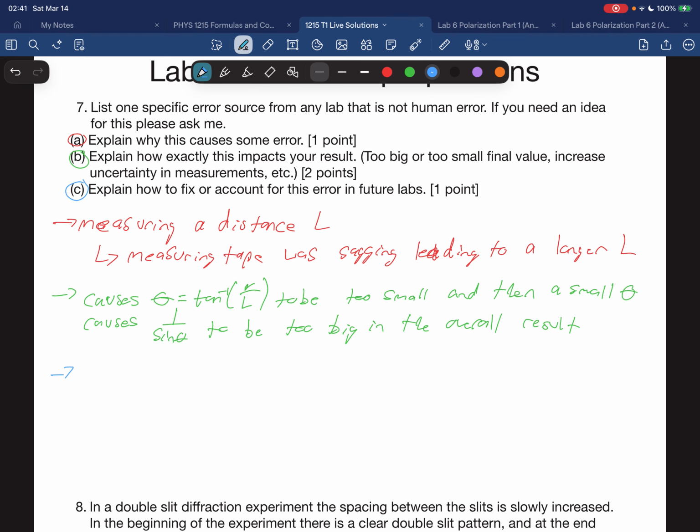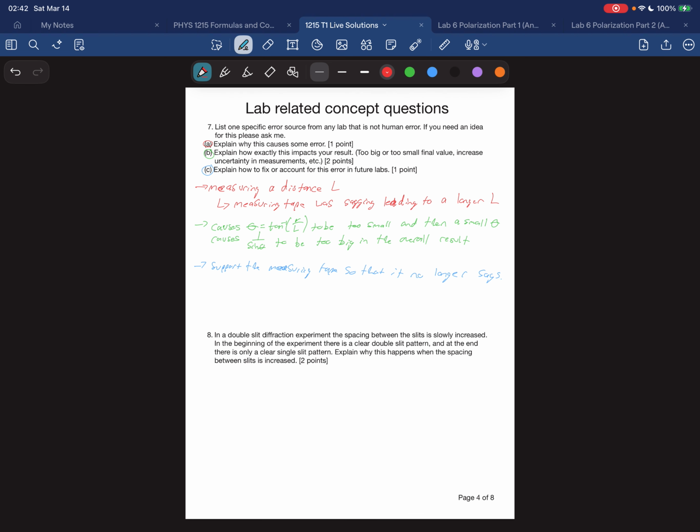For part C, explain how to fix or account for this error in future labs. In this case, we used a measuring tape that was sagging, leading to a longer L. So in this case, you could support the measuring tape so that it no longer sags. Just something super simple, super quick to explain how to fix the lab. You could have replaced this with a different measuring tool or measuring method. Doesn't matter, as long as it was a reasonable solution. So that was for number 7.